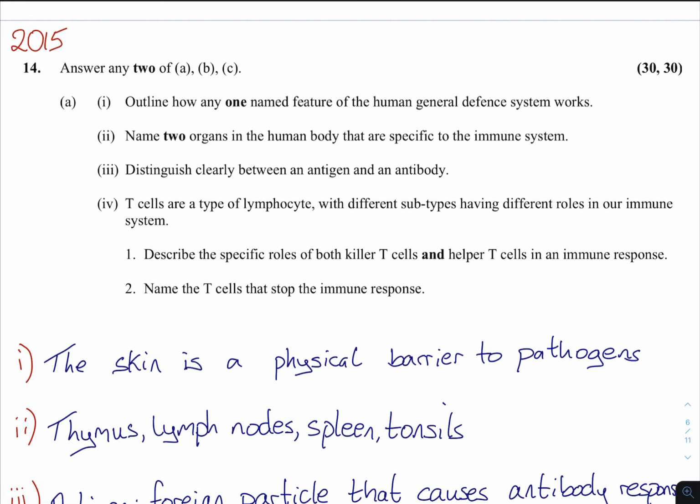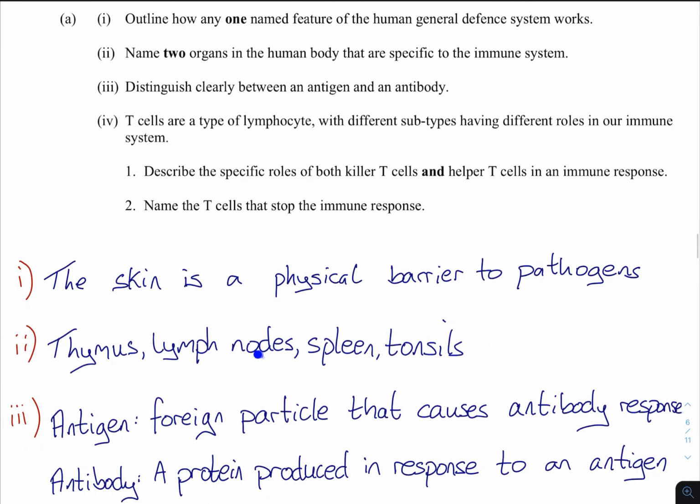Name 2 organs in the human body that are specific to the immune system. There's a few there. You've got your lymph nodes. Remember, lymph nodes produce lymphocytes. You've got your thymus, which is located in the endocrine system. You've got the spleen and you've got tonsils. Just learn it off, to be honest. You only need 2 of those.